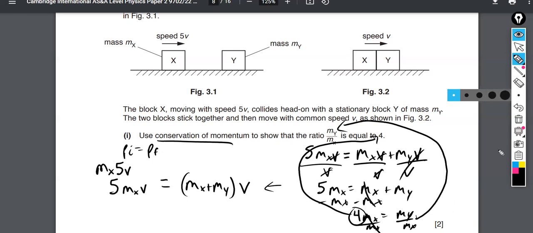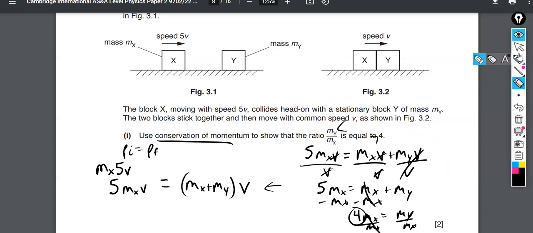Curly vectors showing you what's going on there, right? Let's clean that up a bit. So once you divide both sides by m sub x, you've got the ratio on the right side, and we can show that it is indeed equal to 4. So not too bad there.